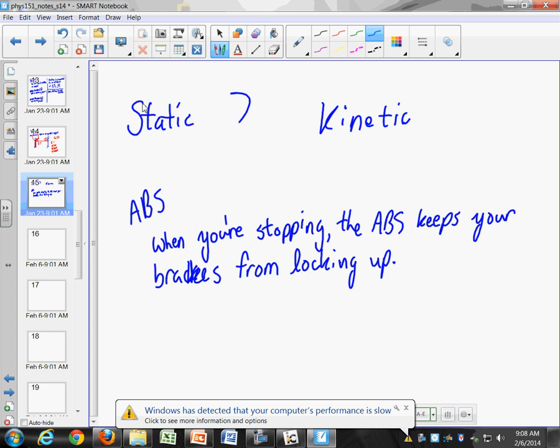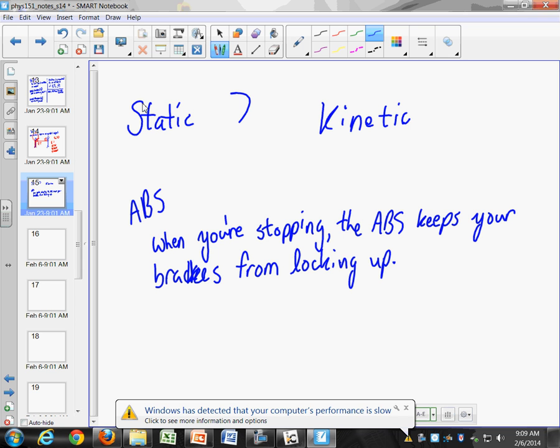It pumps the brakes. So there are these little actuators on the brake pad, and instead of just closing the brake pad down on the rotor, it closes it, lets off, closes, lets off, closes, lets off very quickly, so that your wheel never actually stops turning. Why wouldn't you want your wheel to stop turning? That just sounds like the craziest thing, huh?